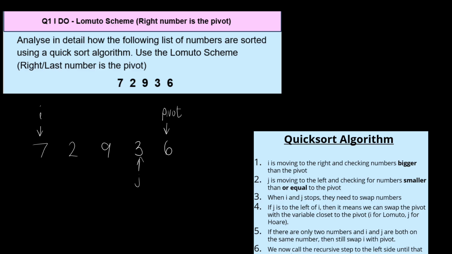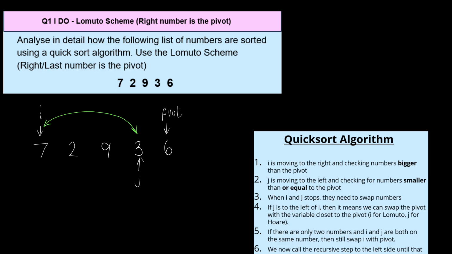Now I is going to be looking for numbers that are bigger than the pivot. So is 7 bigger than 6? The answer is yes. If that's the case, I would stop. Our J is moving to the left and is looking for numbers smaller or equal to the pivot. So is 3 smaller than 6? Yes. When they stop, J and I are going to swap places. So I will swap with J.